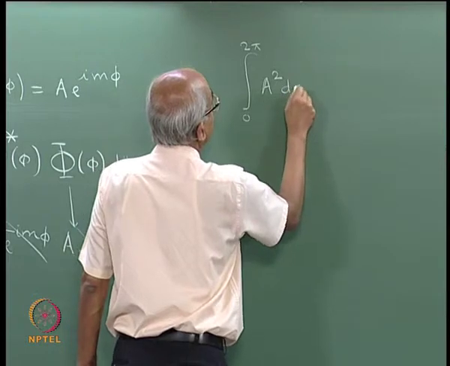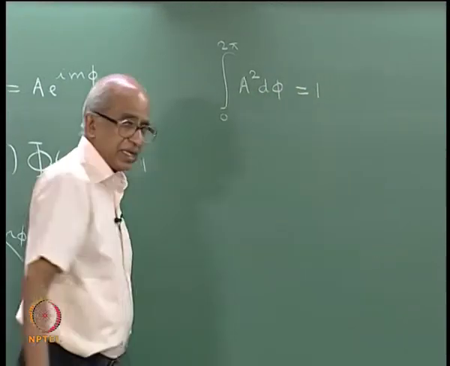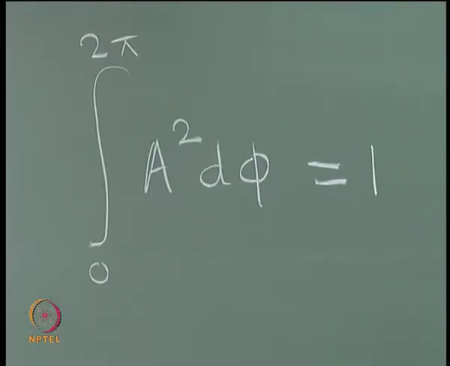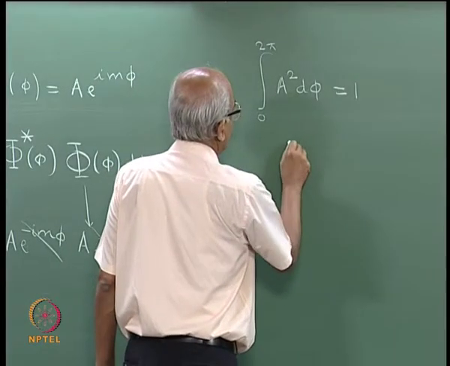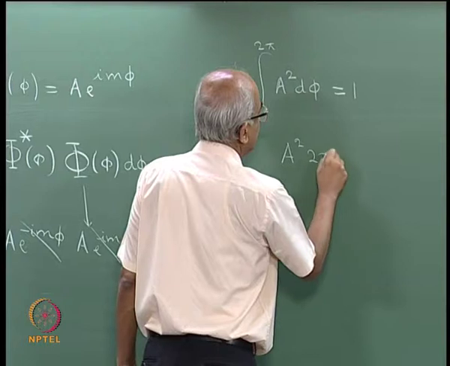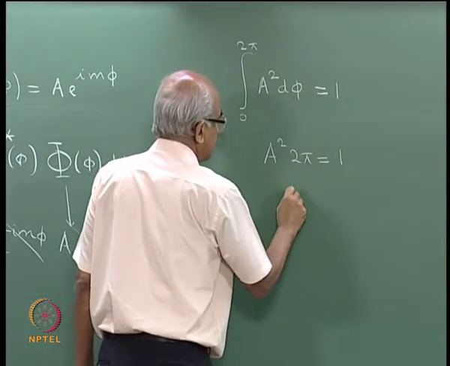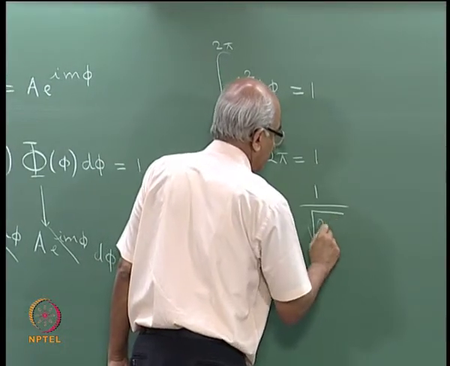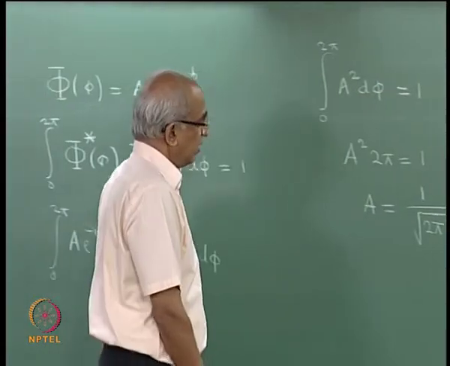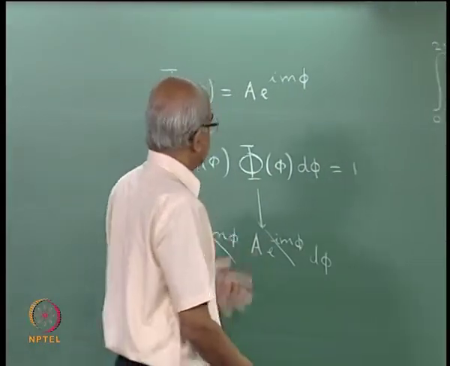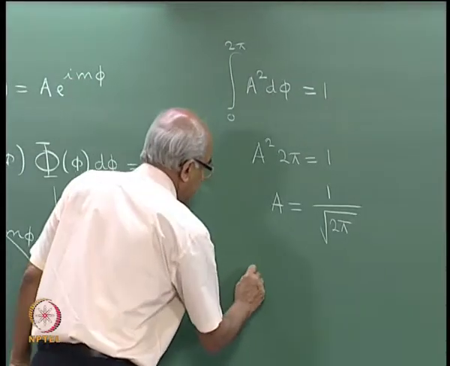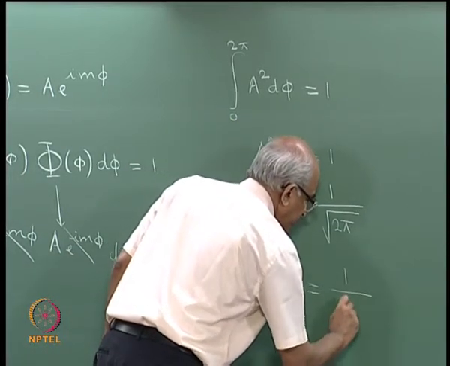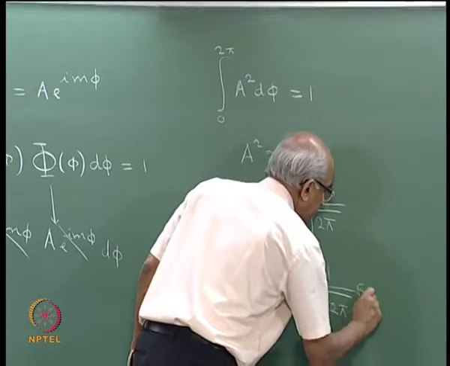A square d phi is equal to 1. Remembering that A square is just a constant, actually referred to as the normalization constant. This integral can be easily done. You will find that A square into 2 pi is equal to 1, which implies that a suitable value for the normalization constant is A equal to 1 by square root of 2 pi. As a result of which the normalized wave function, this capital phi, will become capital phi of phi is equal to 1 by square root of 2 pi e to the power of I m phi.